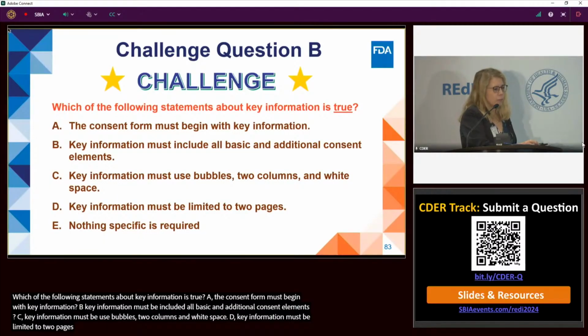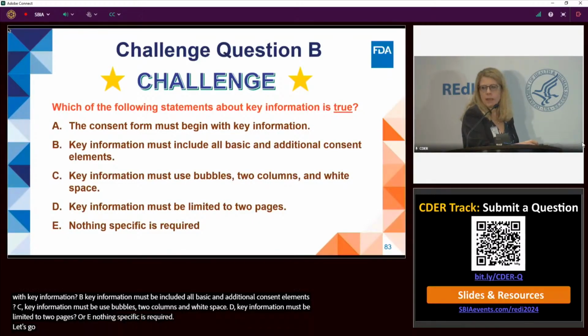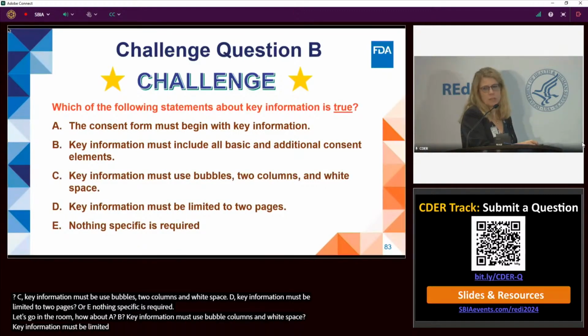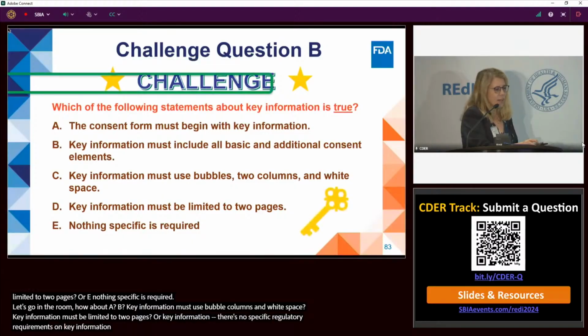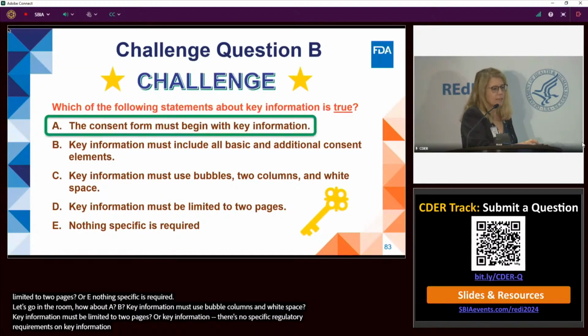I'll go ahead with the room. Does anyone in the room think A, the consent form must begin with key information, is the true statement? How about B, key information must include all basic and additional consent elements? Key information must use bubbles, columns, and white space. Key information must be limited to 2 pages. Or there are no specific regulatory requirements on key information. The right answer is A. The regulations say that key information must be at the beginning of informed consent.